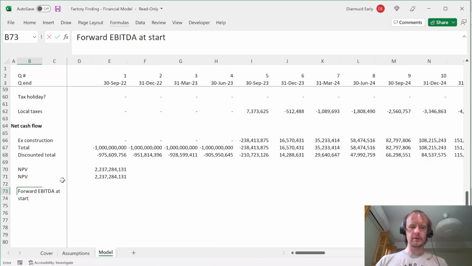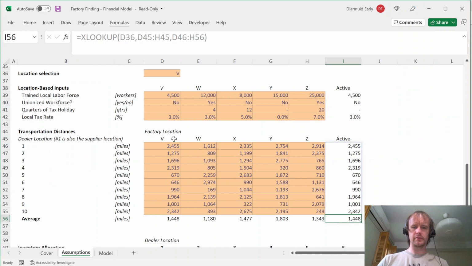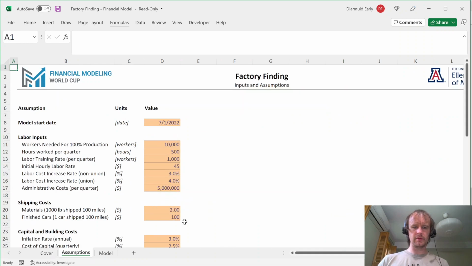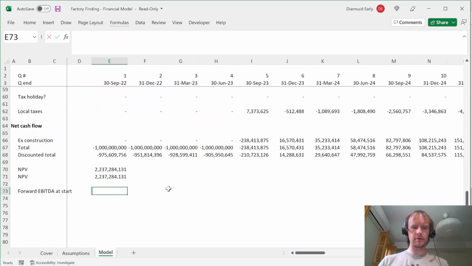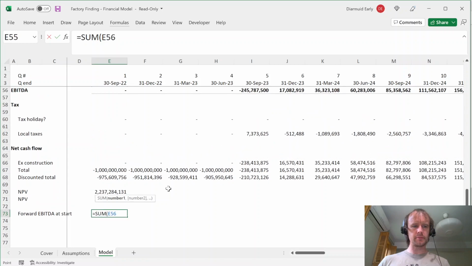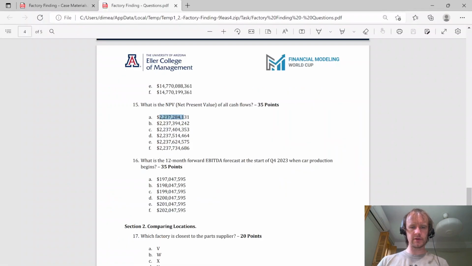at the start. Now, if I was feeling really pedantic, I would do this as a SUMIFS based on, you know, like taking this here as an argument, but I'm just going to be a little lazier and just do a straightforward sum. So we start producing in Q4, so the 4 quarters after that, 199, 47, 595, which is that one, cool.